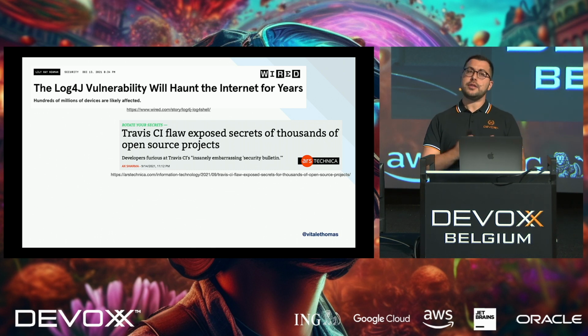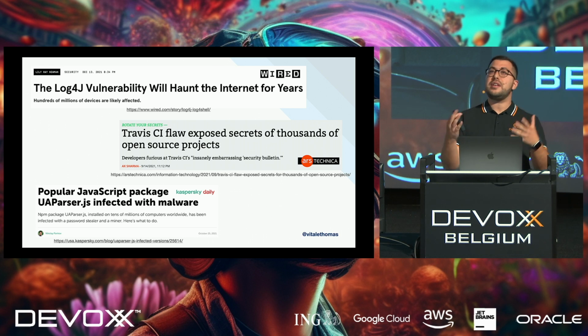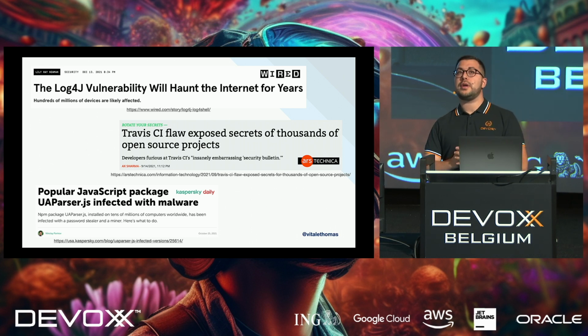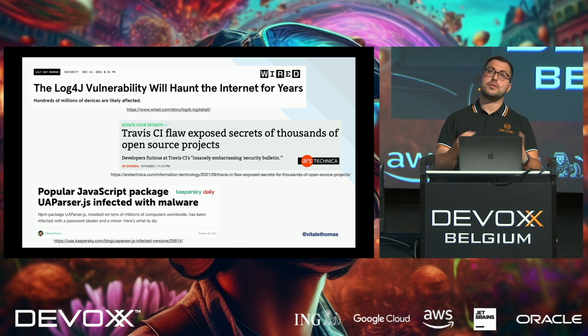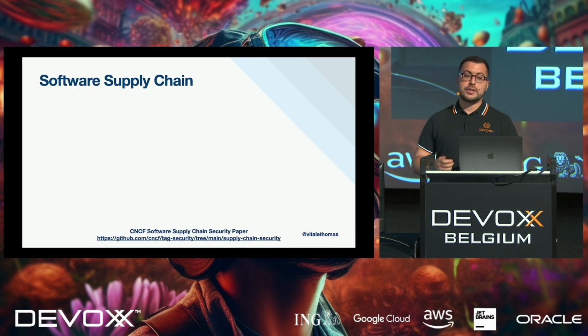Another example in the JavaScript world, there was this package, UA parser, that is used by tons of applications to gather data about the user agent, so about what browser users are actually adopting when navigating a front-end application. And that was a bit different from Log4j because it was an intentional malware, and the package got infected. Tons of applications started using the version with the malware. So how do we identify that before it hits production, before that vulnerability can actually be exploited? That's why we talk about supply chain security.